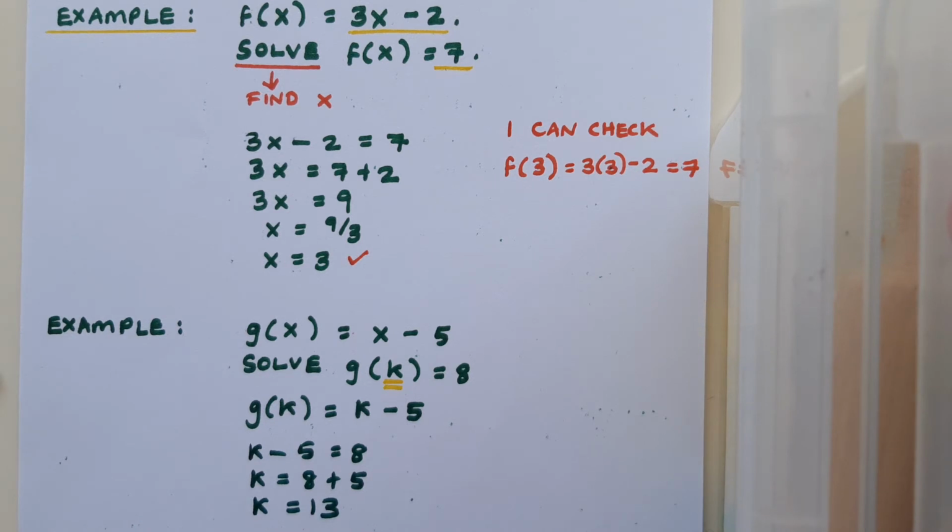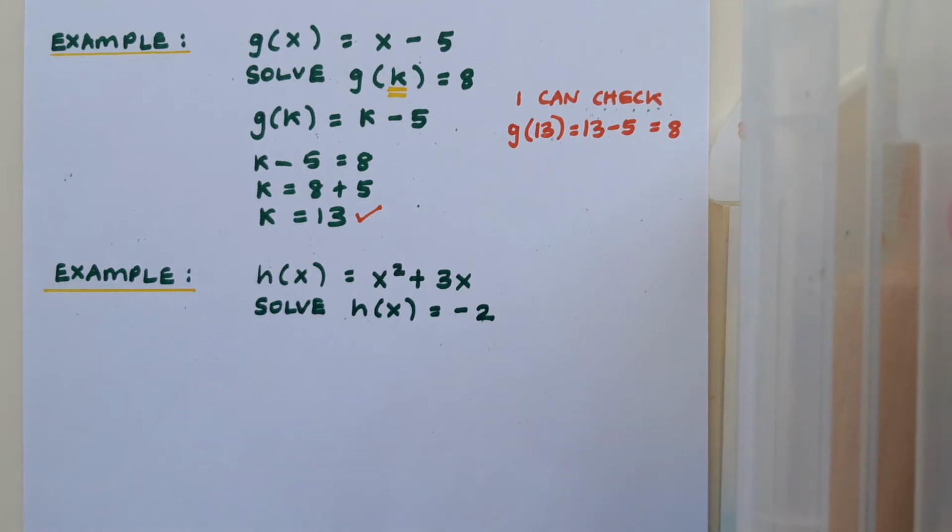Again, I can double check this to see if I'm correct. I can evaluate g of 13, so 13 minus 5, which gives an output of 8, as shown in the question. So 13 is a correct answer.